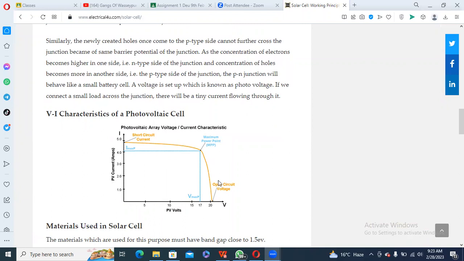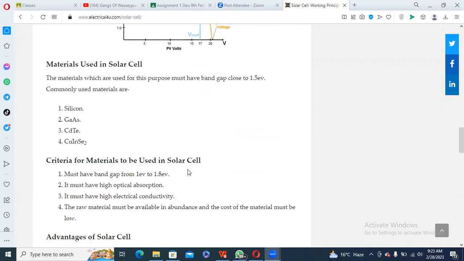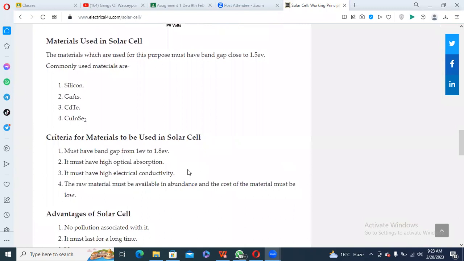Short circuit current, open circuit voltage, and the maximum power point is in the middle of the curve. The materials used in a solar cell are silicon, germanium, CdTe, CuInSe, and so on.